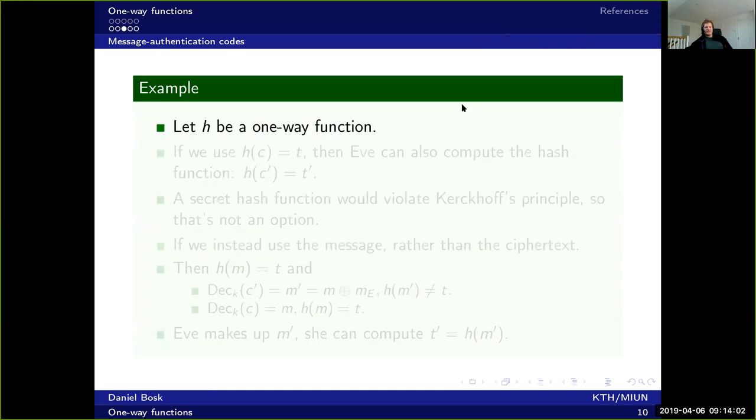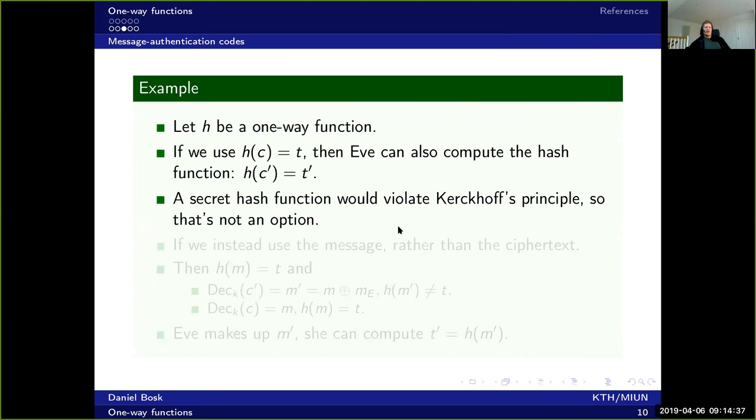Now, let's consider an example of an approach towards this. Let H here be a one-way function, so a hash function. And if we use H of C to create a message authentication tag, then Eve can also compute the hash function of C prime and get the new tag T prime here. So this wouldn't work because Eve just computes a new tag.